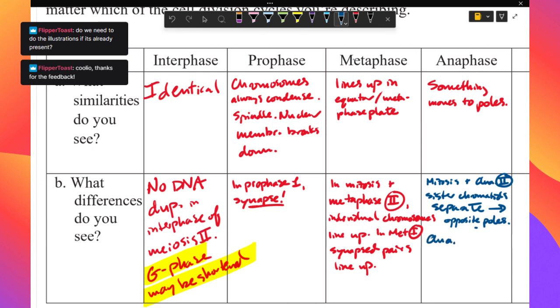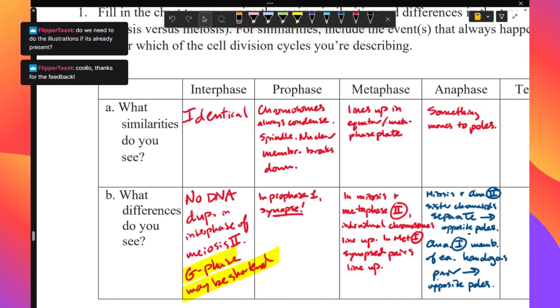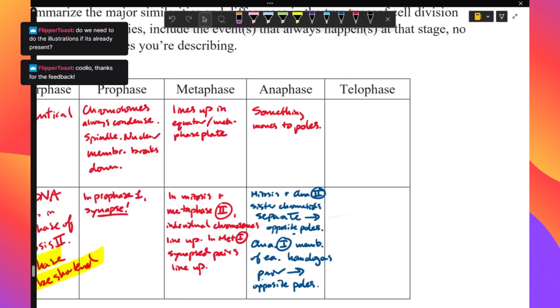In anaphase 1, members of each homologous pair separate to opposite poles. So in mitosis and anaphase 2, sister chromatids separate. In anaphase 1, members of homologous pairs separate.